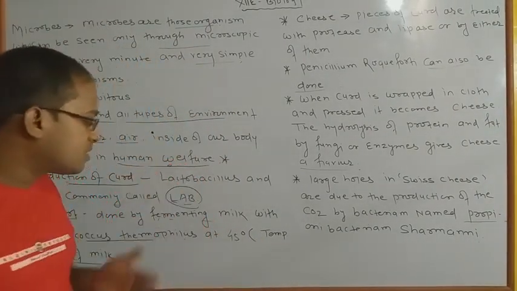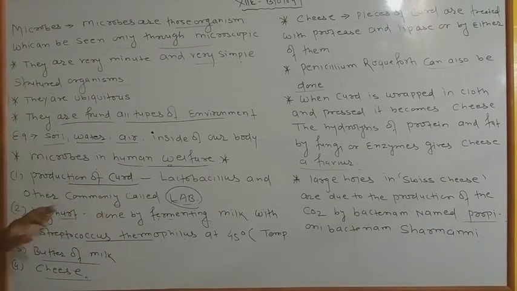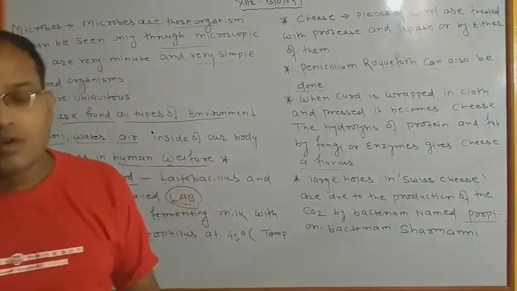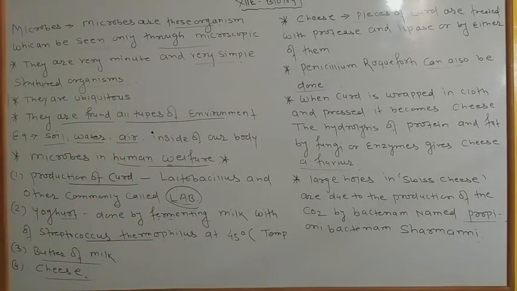Apart from that, we have discussed the production of curd, yogurt, butter, and cheese, and there is a special type of cheese which is given in your book. So you have to follow all the points very carefully.